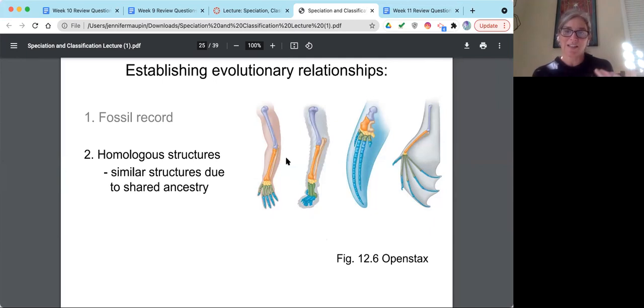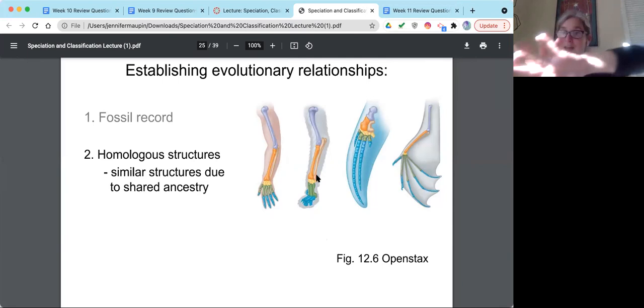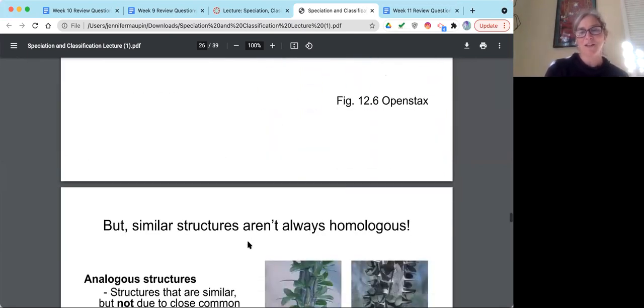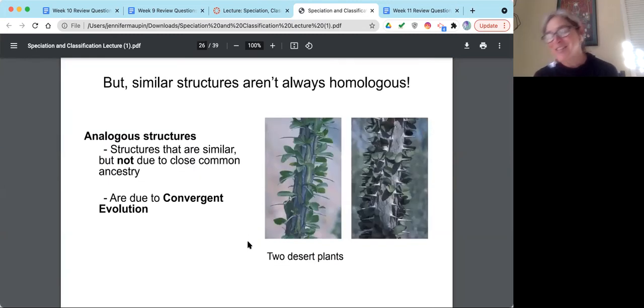So if you look at the bone arrangement in the forelimbs of humans, cats, whales, and bats, we have essentially the same bone arrangement, even though we use those limbs to do very different things. And that's because we have a shared mammalian ancestor that had that bone arrangement. So that's a good example of homologous structures actually working out for us.